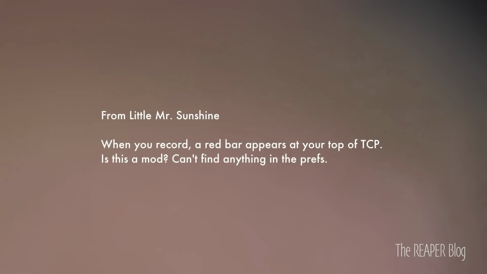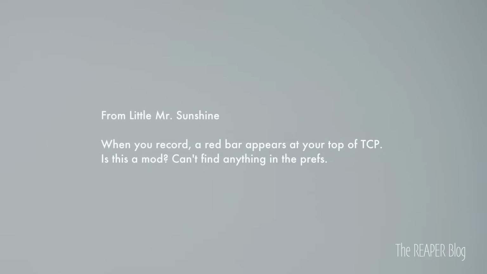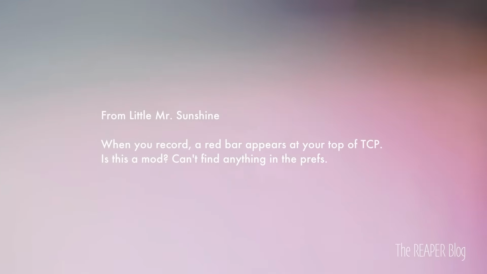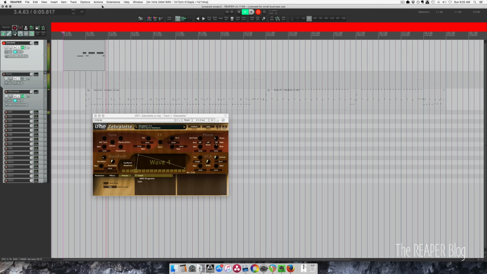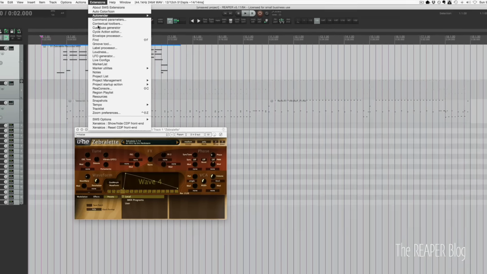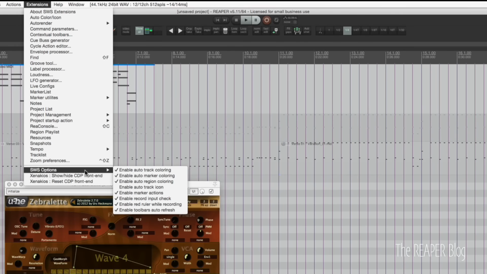Okay, first question comes from Little Mr. Sunshine. When you record, a red bar appears at the top of the TCP. Is this a mod? I can't find anything in the preferences. So he's talking about this red bar that you can see here, and that's in the SWS extensions menu for SWS options, red ruler while recording. I love this feature because everyone in the room can know that it's recording, and it's much easier to see that red bar at the top of the ruler than just that red record button.